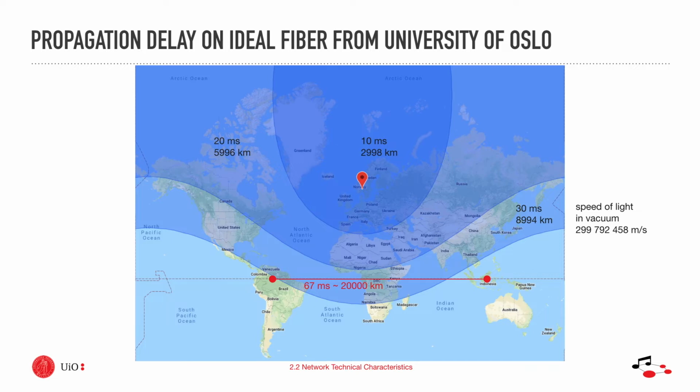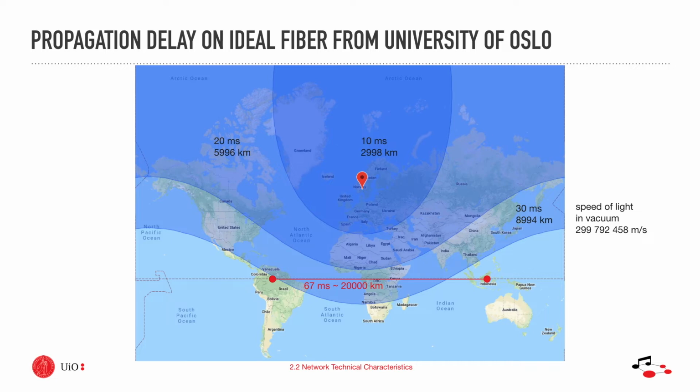On the map, the red pointer represents where I am, the University of Oslo. And then there are 3 regions. One within a delay of 10 milliseconds, which corresponds to approximately 3,000 kilometers. One within 20 milliseconds, and another one within 30 milliseconds. As you can imagine, if I want to play with someone in Argentina, I won't be able to do it within the ensemble performance threshold, because the latency will be exceeding the total 60 milliseconds for the round trip.